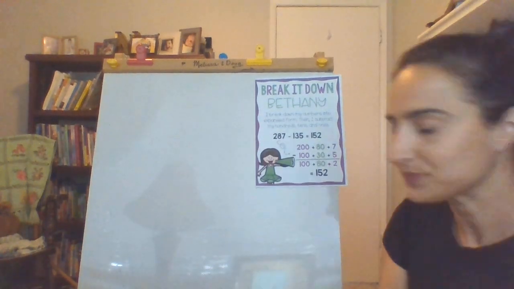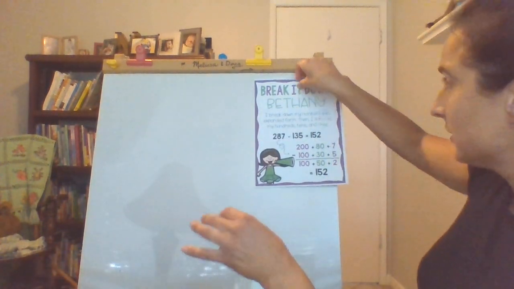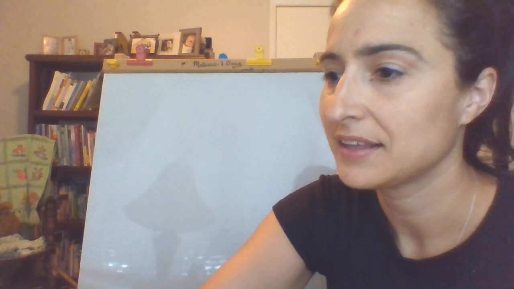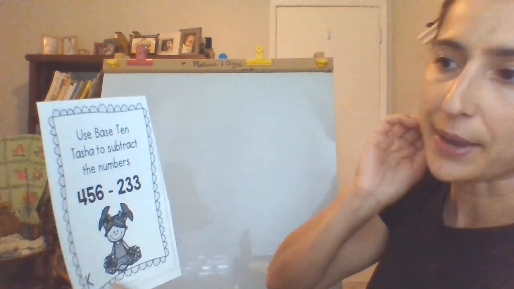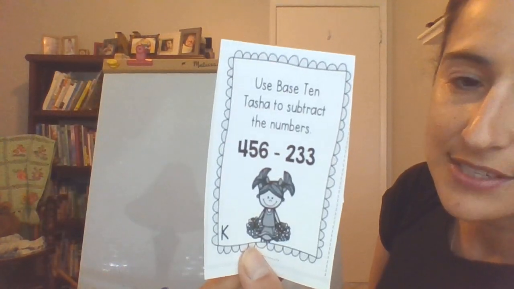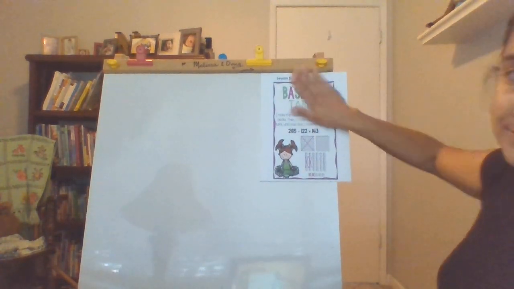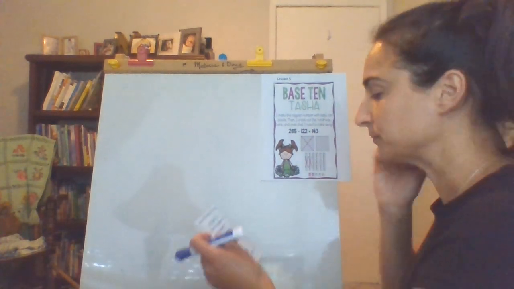Okay, boys and girls, let's go ahead and go through. Let's go through these together. All right, so I'm going to pull a card. I'm going to go through it. You check your work. And I'm going to do it along with you here. Okay, use base 10 Tasha to subtract the numbers. So base 10 Tasha. All right, Tasha. I'm going to keep this here as a reminder.